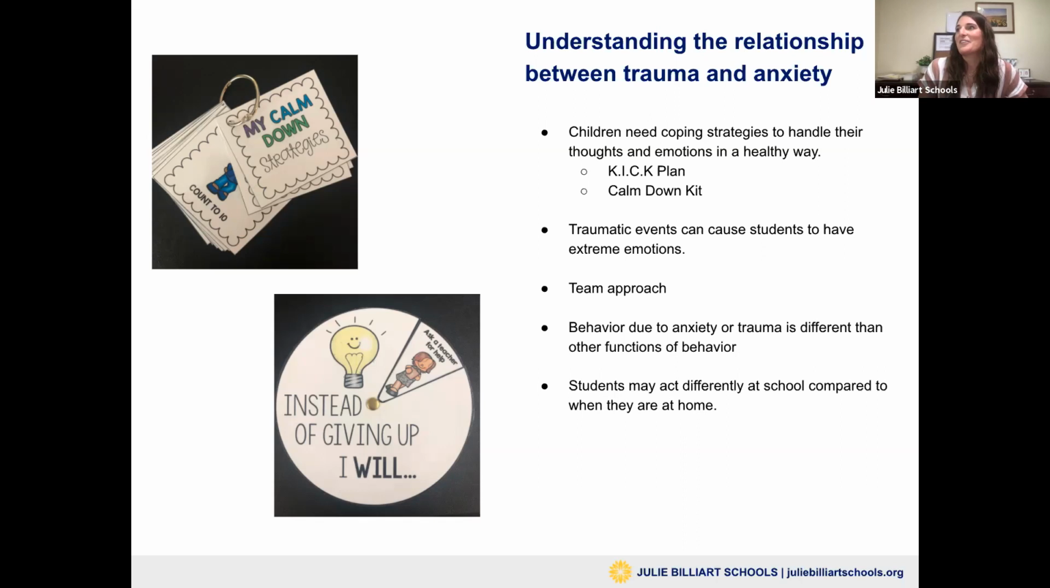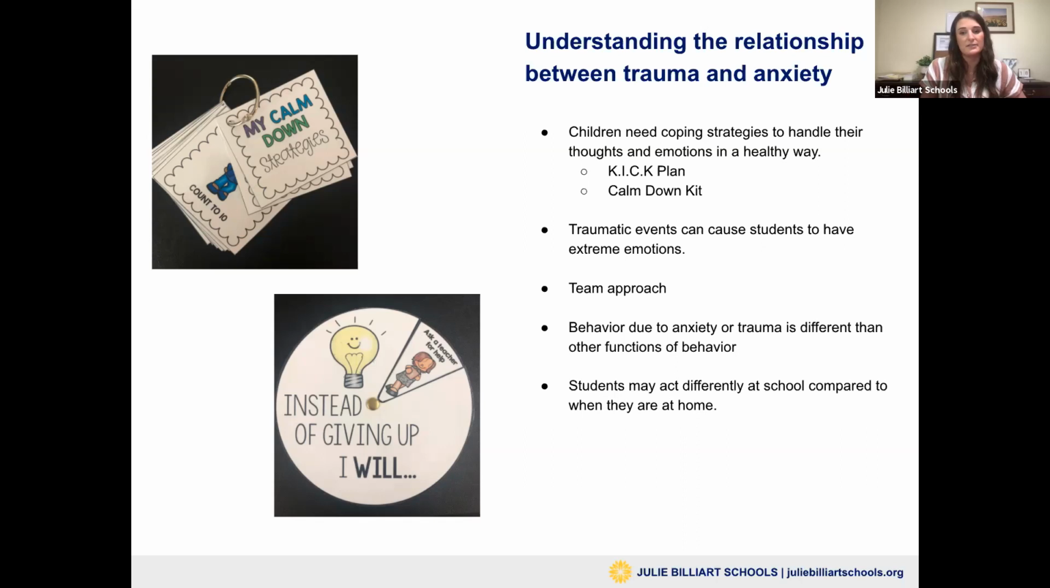So it's important to remember that behavior due to anxiety or trauma is very different than other functions of behavior. There are four functions of behavior that are important to point out: attention seeking, escape, sensory or self-stimulatory, and tangible. But behavior due to anxiety is very different than that, because oftentimes the traumatic event or some sort of trauma is what is stemming this anxiety. So that's an important thing to note as you're considering where this anxiety is coming from in your child.